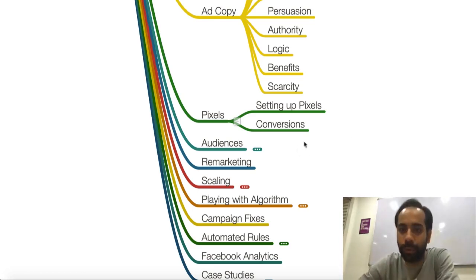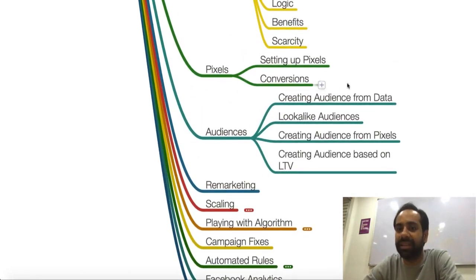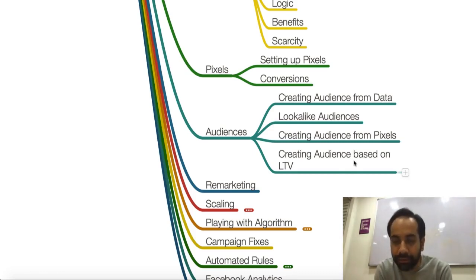Right? So we're going to talk about that. Then we're going to talk about audiences. It is a pretty amazing thing, creating audiences from data, lookalike audiences, creating audiences from pixels, creating audiences based on the lifetime value of the customer. It's pretty interesting, and you would not believe the things you can do with LTV, lifetime value of a customer. It could actually be a major game changer in the way you run ads.